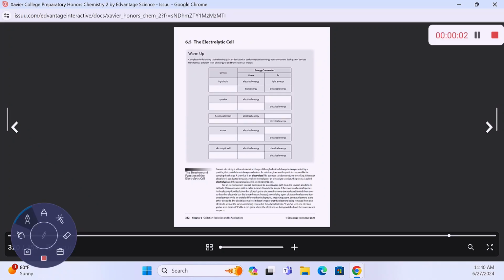So the main difference between 6.4 and 6.5 is that this section is talking about using non-spontaneous redox reactions. And we have to drive them with electricity in order to get them to go. So we're actually going to be forcing electrons on the SRP table from the top to the bottom. So we're going in the opposite direction.